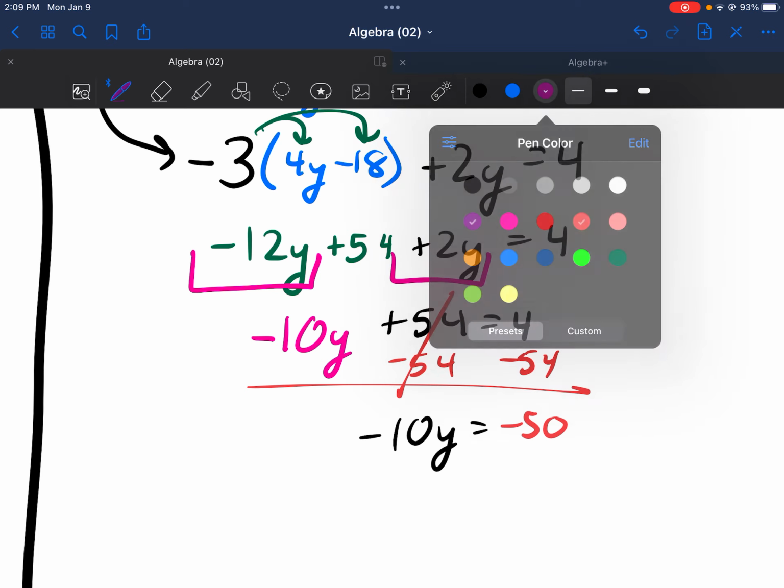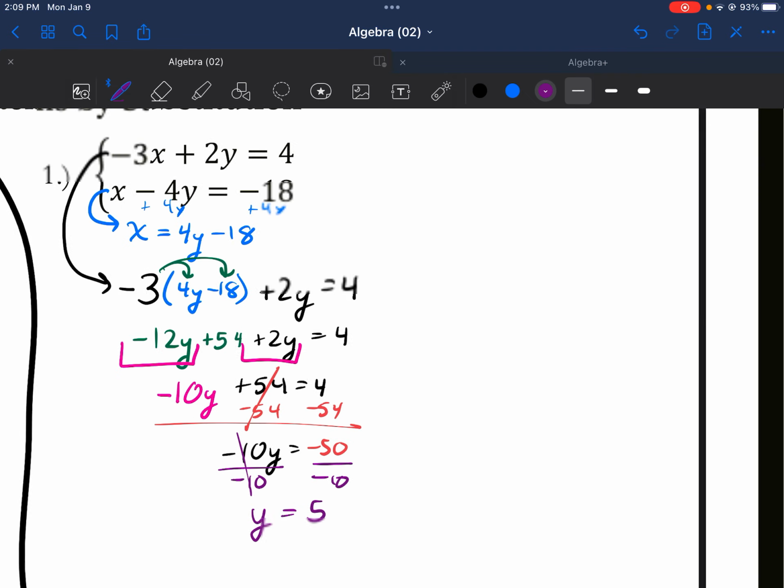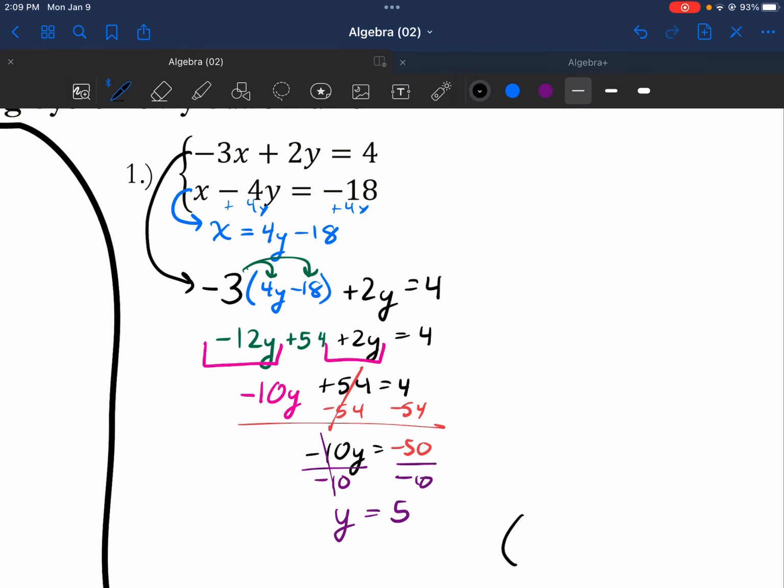Then I take my final steps. I'm going to divide by negative 10. And y equals 5. So if you notice, this time since we solved for y first, well, then I just got my y coordinate, right? Because it's x comma y. I still have to go back and substitute this. I'm just going to pick the first equation because for me it's simpler.